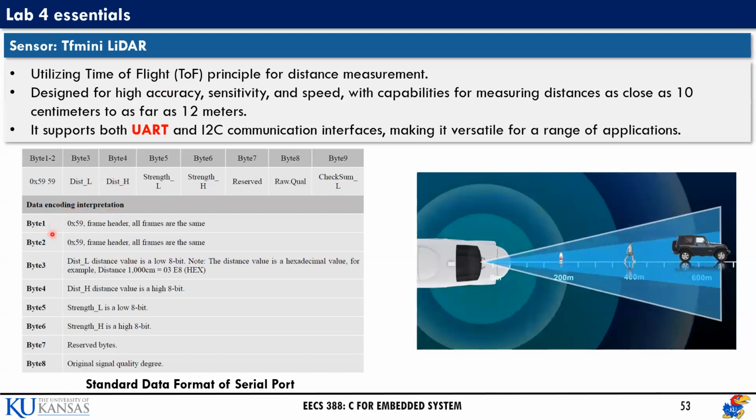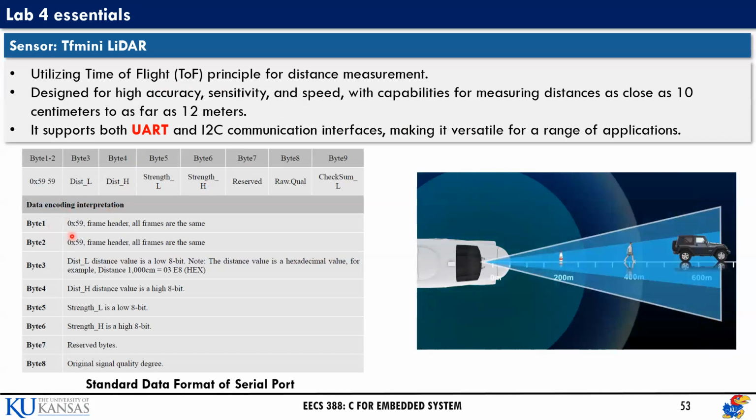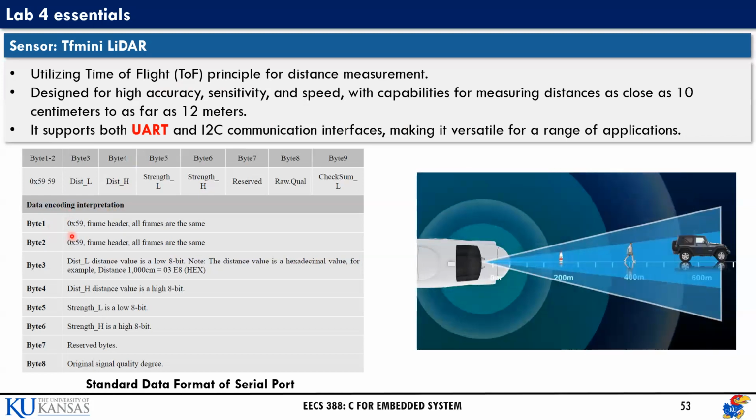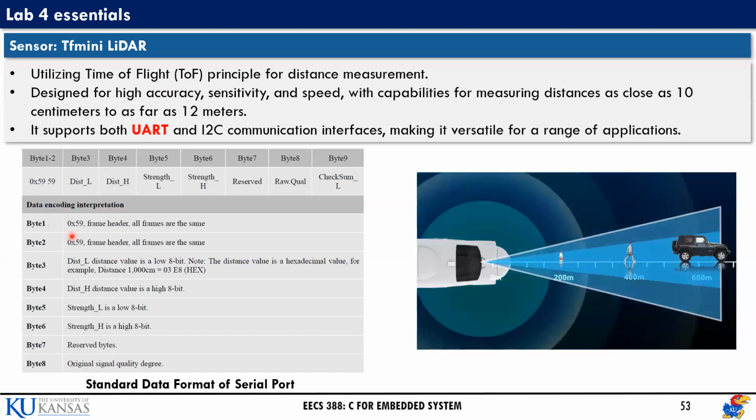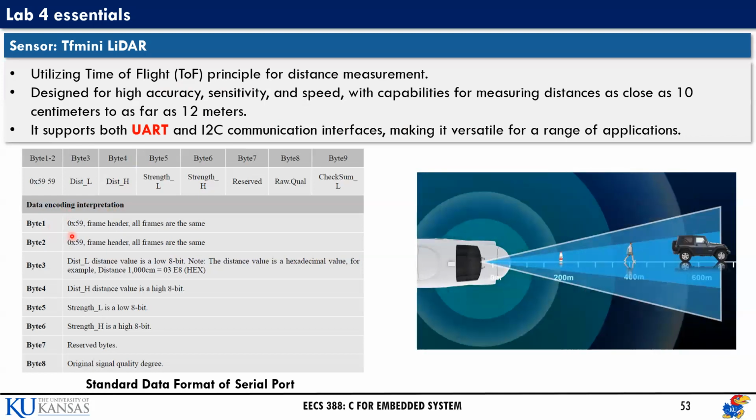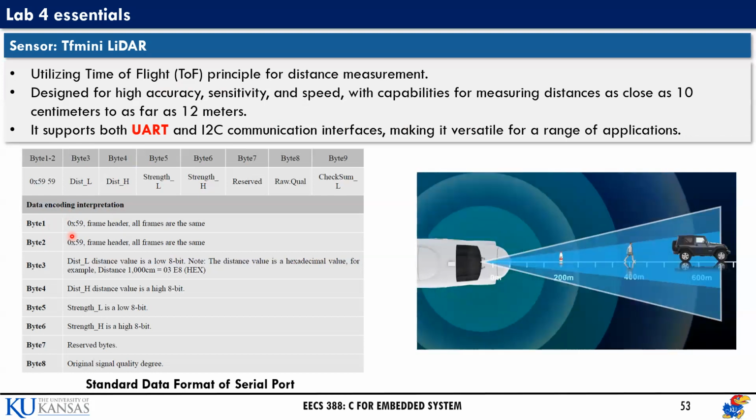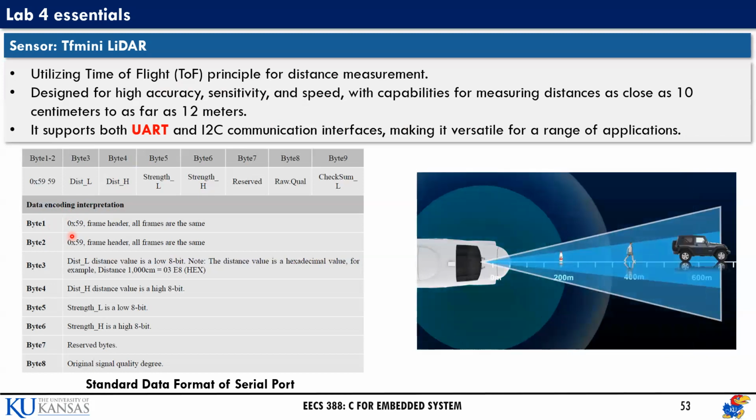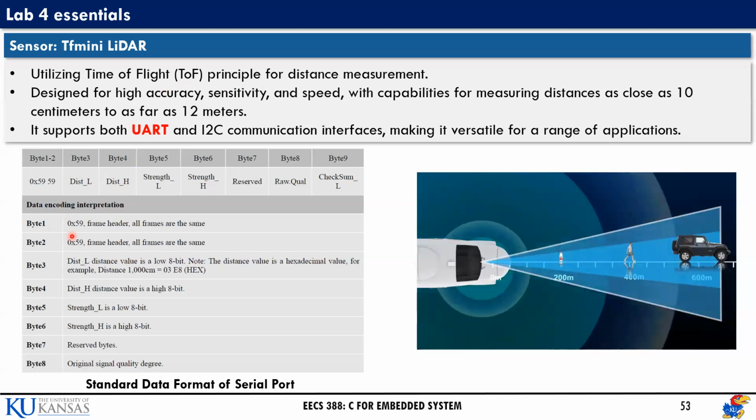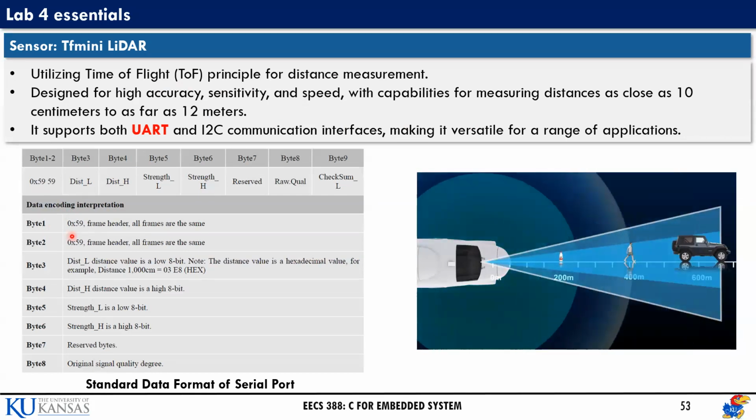Byte 1 and byte 2 hold a fixed value of data, which you can think of as a start bit. So byte 1 and byte 2 are our start bit, and next, byte 3 and byte 4 are our actual data field. From there we can take the data as a distance.